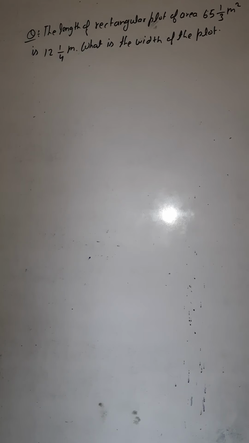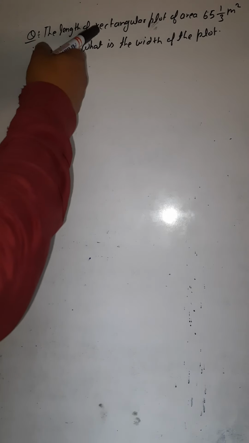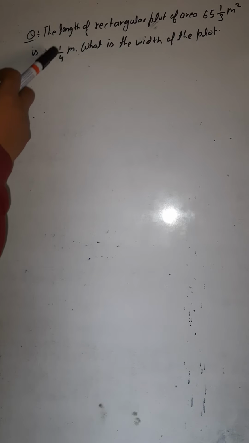Hello, dear students. So now we would move ahead in this chapter number second of class 7th mathematics, that is fractions. So I have some new questions here. The question number first is the length of a rectangular plot of area 65 whole 1 by 3 meter square is 12 whole 1 by 4 meter.